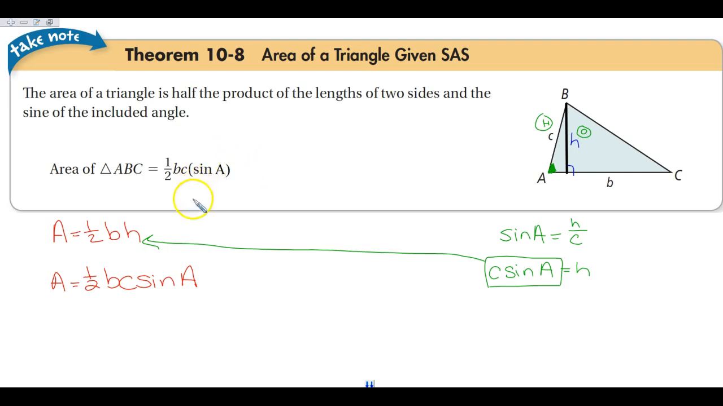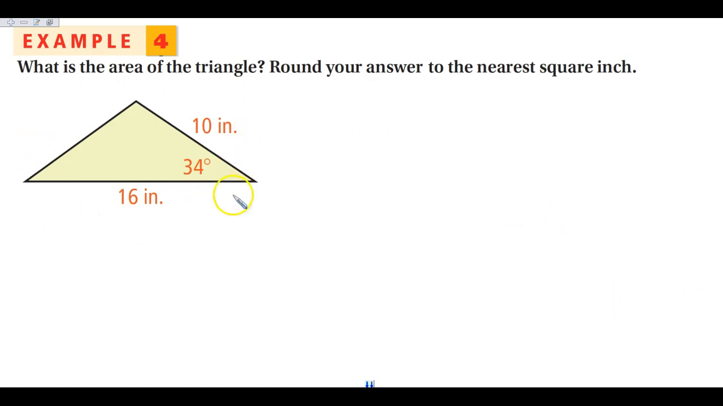The important thing to know is the letters don't really matter. You just need to understand that it's the 2 sides you're multiplying together and the sine of the angle in between them. If my area formula is 1/2 BC sine A, I've also seen this as AB sine C, or AC sine B, as long as you have one of each letter and they're not in the same spot. So when I look at this, this is going to be my B for my base, this is my C for my height, and this right here is going to be my angle A.